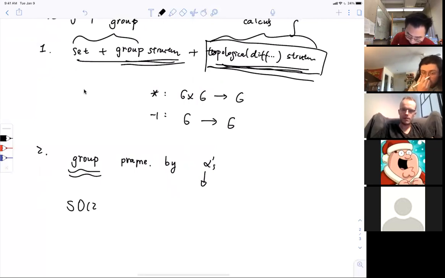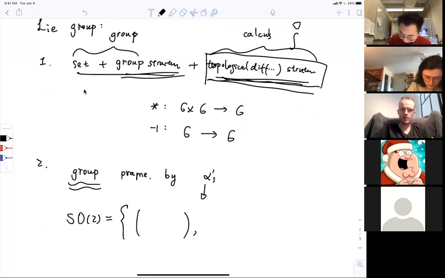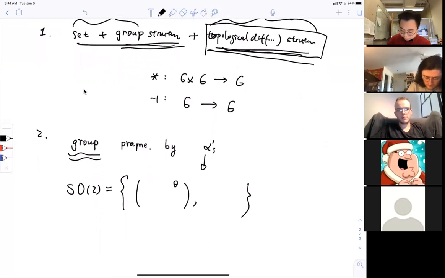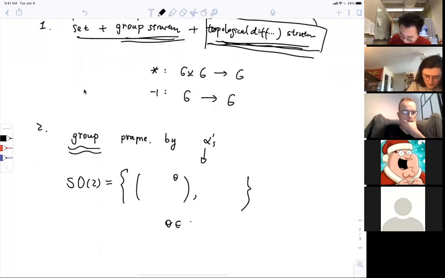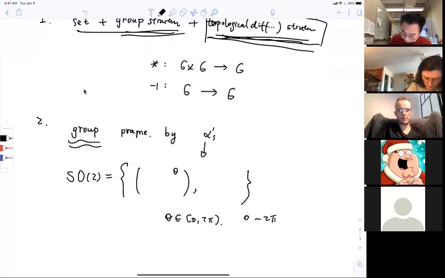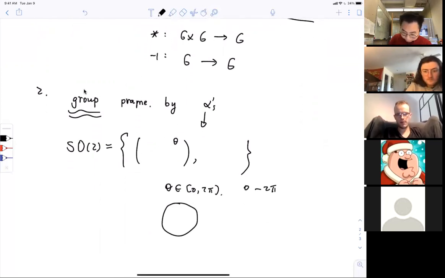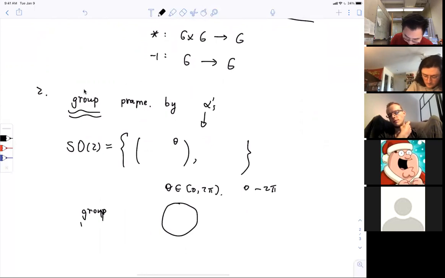So for example, SO2, like what I wrote down above. In this case, we can parameterize this group using a continuous variable theta, right? And theta is from 0 to 2 pi. We identify 0 with 2 pi, meaning that the possible values of theta form a circle. In this case, the group manifold of SO2 is nothing but a circle.